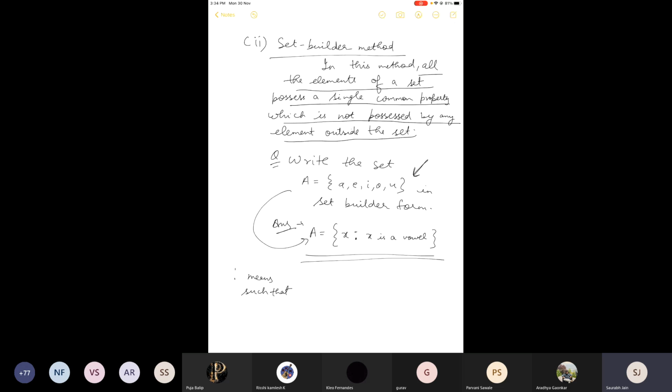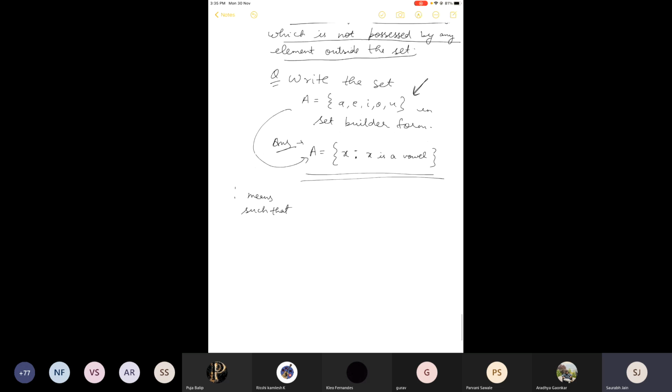We already know there are 5 vowels. So when I say A is a set of all x, the vowel, x can assume A, or it can be E, or it can be I, or it can be O, or it can be U. So we write some sentence, and that sentence actually highlights the common property possessed by all the elements. Let's take another example.